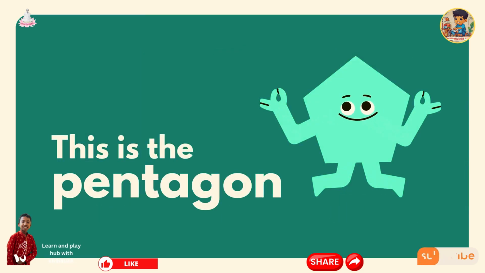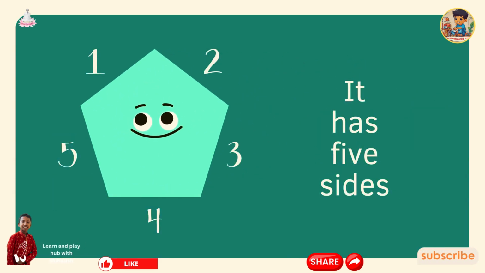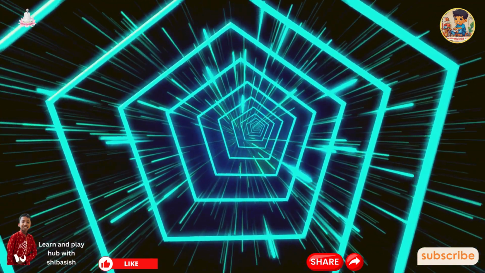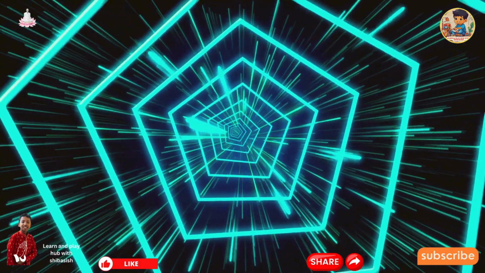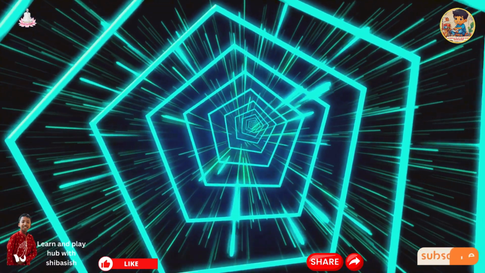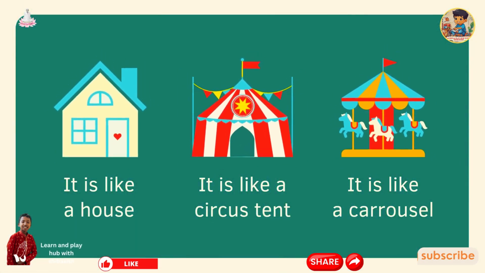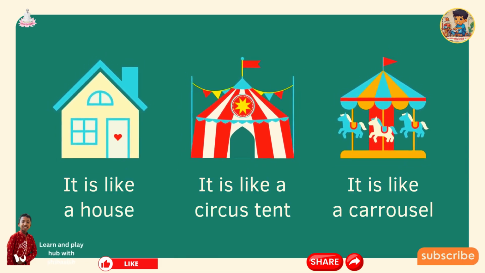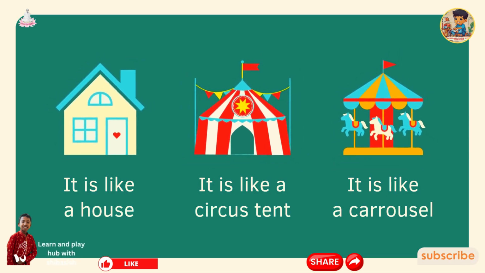This is the pentagon. It has 5 sides. Pentagon, pentagon, pentagon. It is like a house. It is like a circus tent. It is like a carousel.